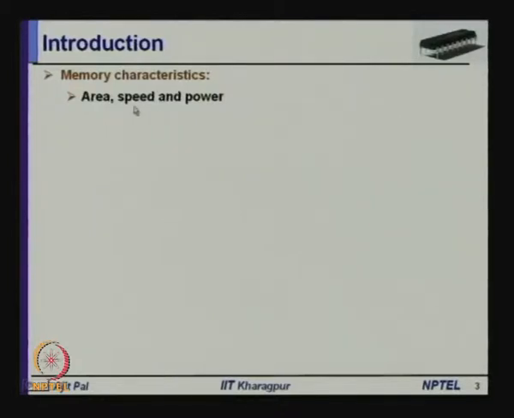So, area plays a very important role, and with the shrinking size of MOS memory devices, the number of memory devices that you can put on a single chip is increasing. For example, nowadays you can have a 256 megabit chip, that is, a dynamic RAM chip. Then speed is another important parameter. Speed of operation plays a very important role.